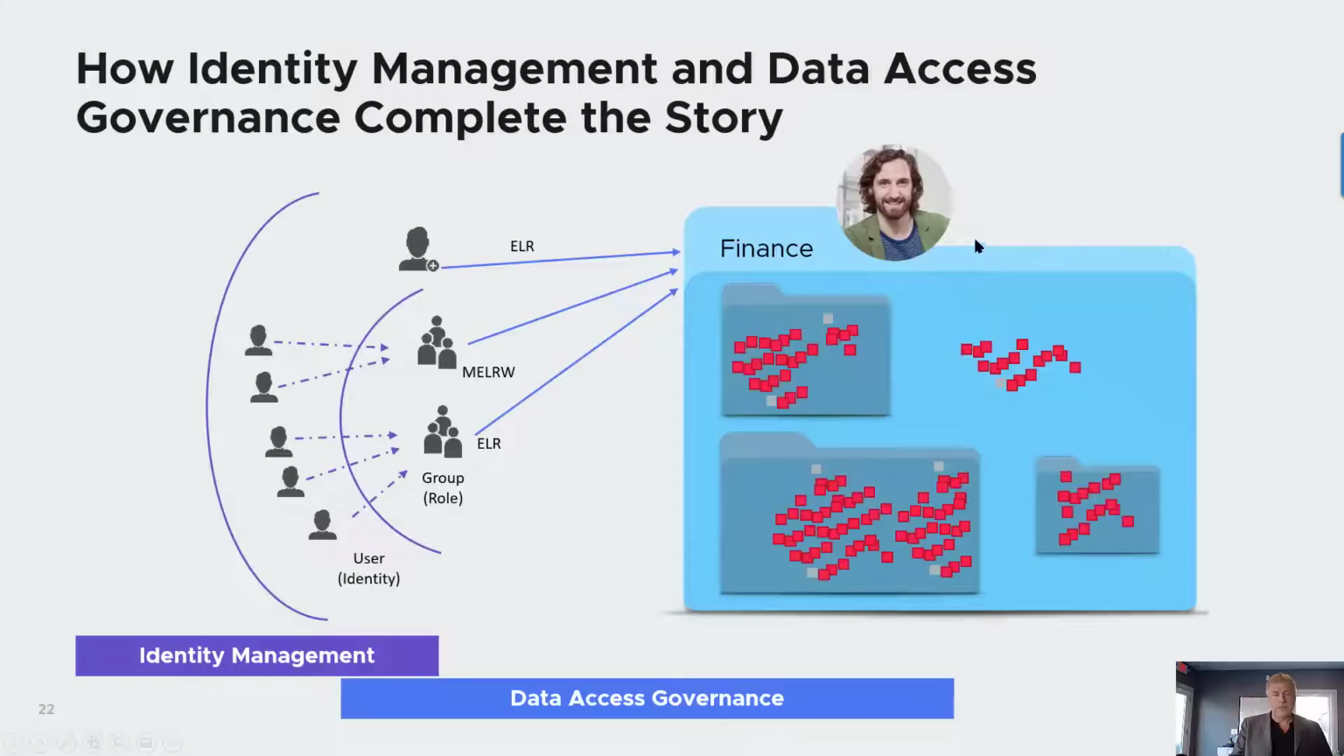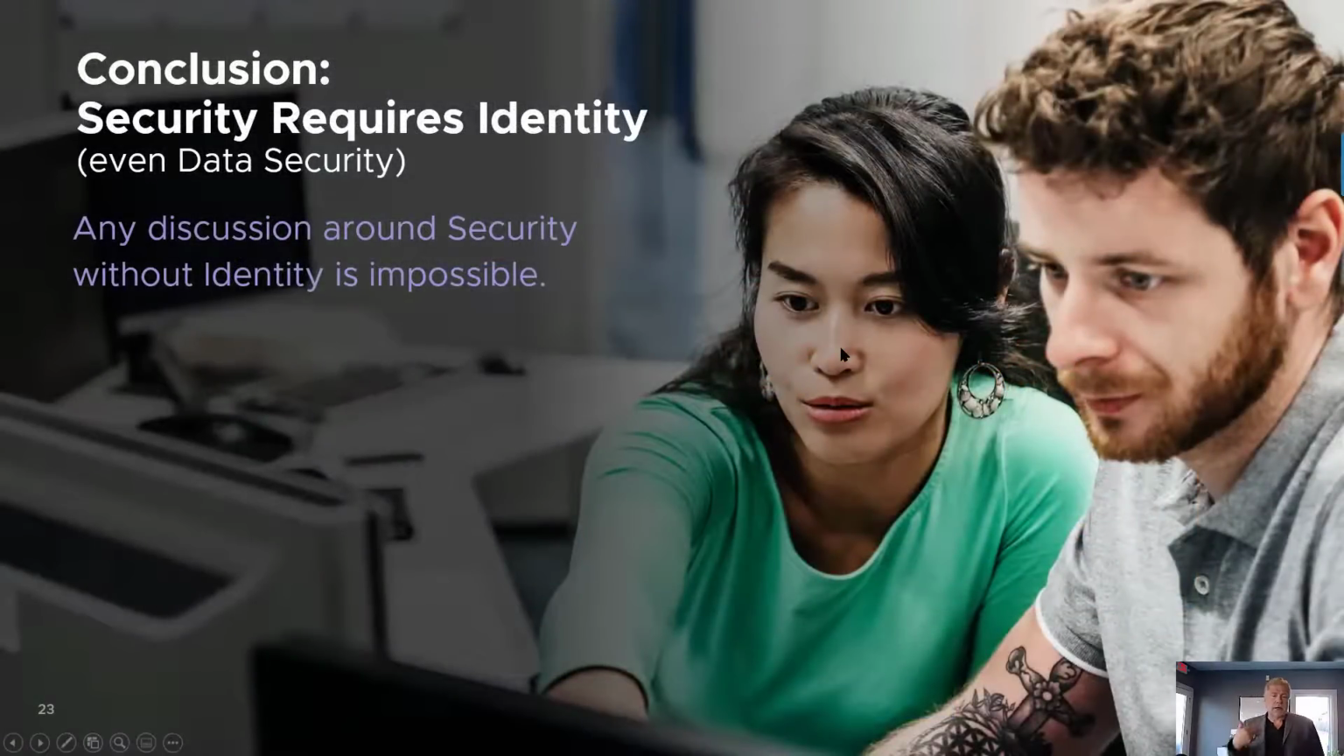And so this is a person in the line of business that is engaged, that understands finance, that understands this data, that understands who needs access to these things. And giving them appropriate visibility is a basic tenet of data access governance, and giving them more control for effective stewardship of their data. So the conclusion is that security requires identity. Yes, even data security. And any discussion around security without identity is practically impossible.